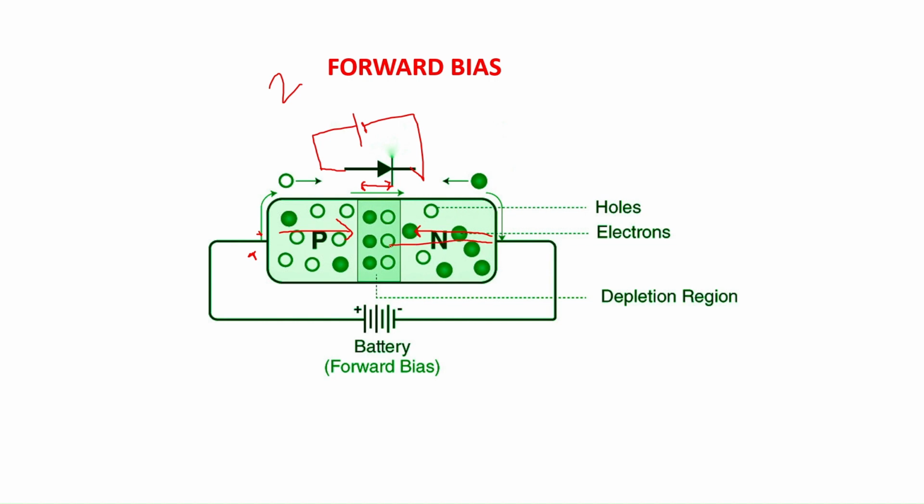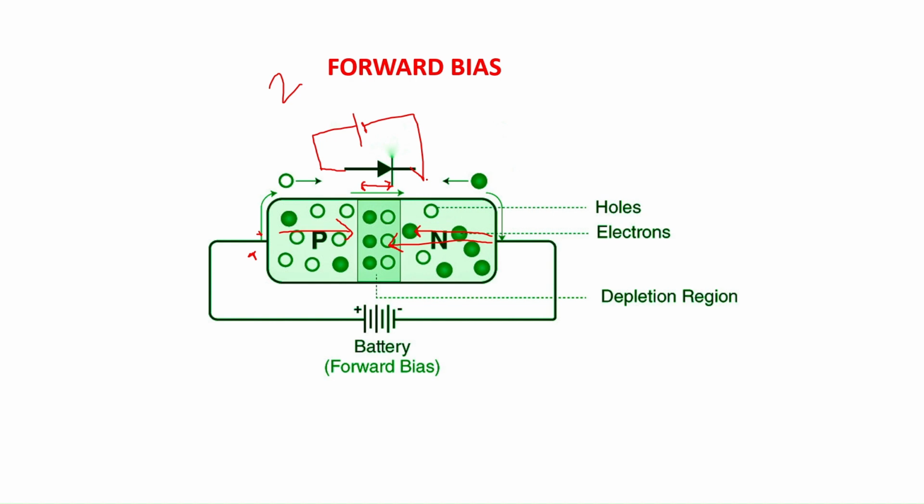Since the majority carriers are moved towards the PN junction, the potential barrier, that is the depletion region that appears at the PN junction, reduces its width. The width of the depletion region reduces. At a certain voltage, the depletion region vanishes and the current flows through the PN junction diode. The voltage at which the current starts to flow through the PN junction diode is called the cut-in voltage.